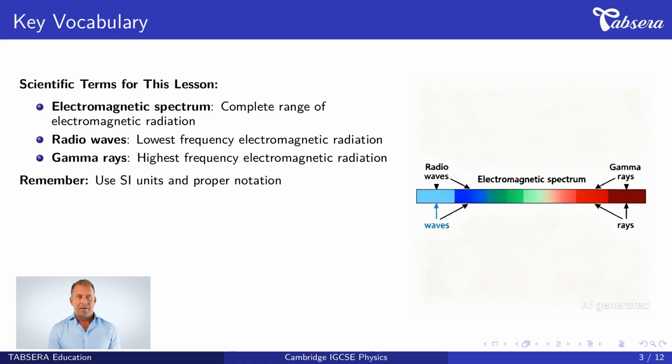Now let's define our key vocabulary. Each term is essential for understanding this lesson. First, electromagnetic spectrum, which means the complete range of electromagnetic radiation from radio waves to gamma rays. Second, radio waves, which means the lowest frequency electromagnetic radiation with longest wavelengths.